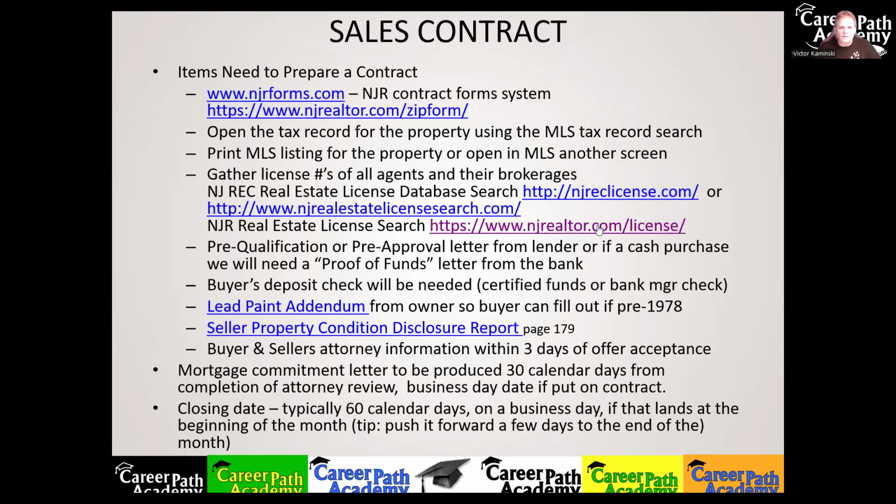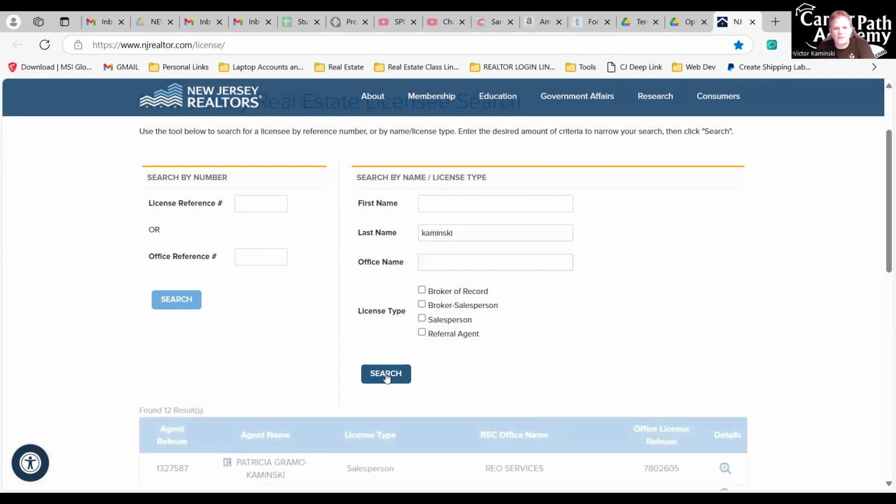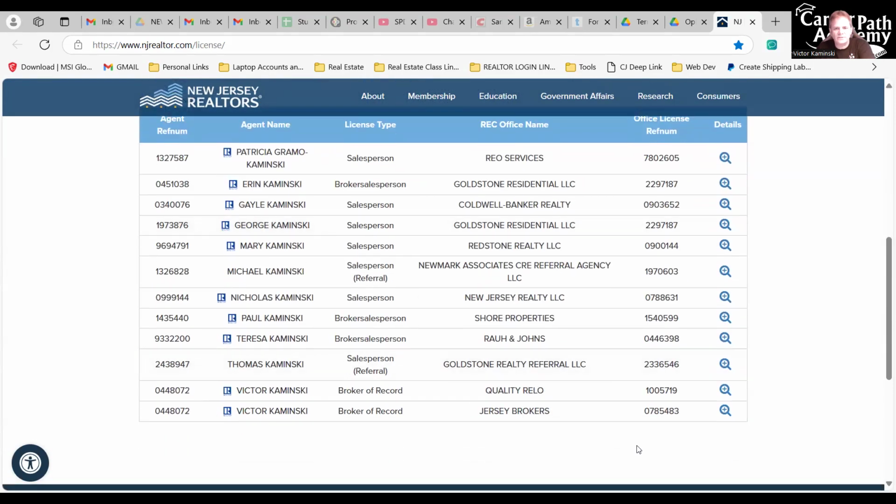In that one, it takes you here, and you could look up the reference number, which is the license number of an agent, by putting their name in here. So I'll put in my name, Kaminsky. All right, and I'll just put in my last name. Let's see, how many Kaminskys are there licensed in New Jersey? Wow, there's a bunch of them, it looks like. Okay, well, either way, I'm Victor. I'm the only Victor here. And I'm the broker of record of 2 agencies. Here's my real estate agent license number, and here is my office license number for the 2.